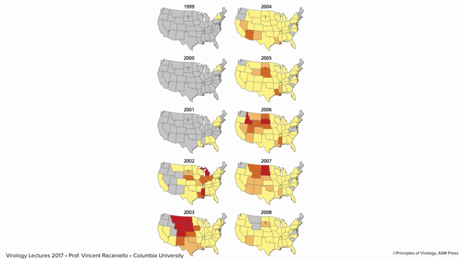Here's how West Nile spread throughout the U.S. In 1999 it came to New York City, and then slowly to New Jersey and other states. You can see 2003, 4, 5, 6, 7, 8. Eventually, it's all throughout the U.S. now. It's in every state. And this is because the mosquitoes brought the virus westward.